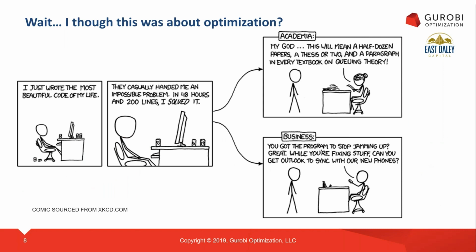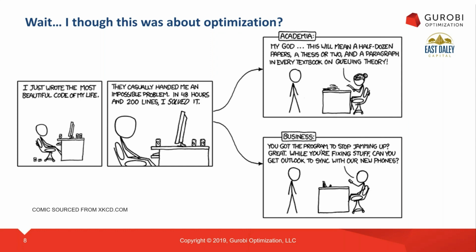I absolutely love this comic from XKCD. In the far left panel, you have this person. They've written some wonderful code. They took an impossible problem and they solved it. Up in the top right, we have academia, where they're so excited. They get papers, they get textbooks, various different things. And then down in the bottom right, you have the business owner who says, great, you fixed my problem, now can you fix the printer?